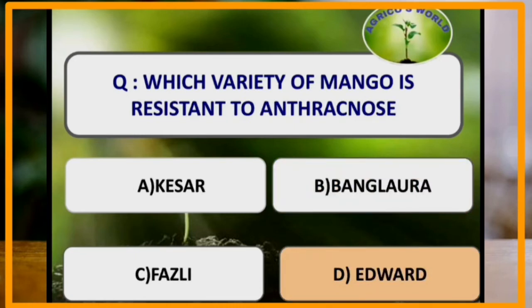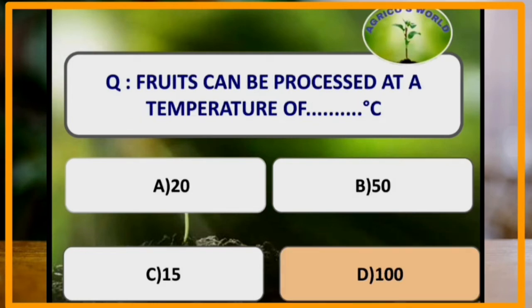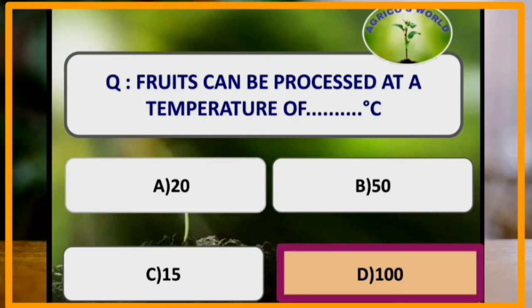Which variety of mango is resistant to anthracnose? The mango anthracnose is caused by Colletotrichum gloeosporioides, and the variety which is resistant to mango anthracnose is Edward. Fruits can be processed at a temperature of how many degrees centigrade? Usually the fruits are processed at a temperature of 100 degrees Celsius.